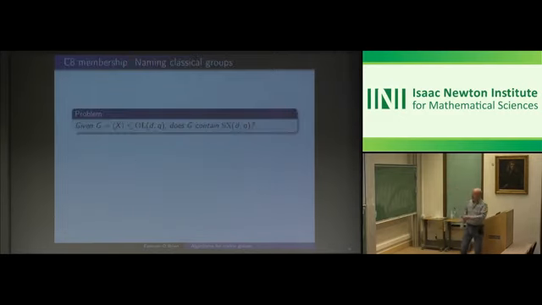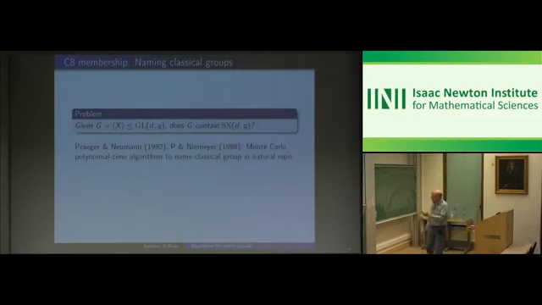Okay, going back to the naming question, this was the question we were asked: given a bunch of matrices of dimension d, does it contain a classical group in that dimension? And Praeger and Neumann, and then some years later, Praeger and Niemeyer gave some beautiful algorithms which answer this question very precisely. They give you Monte Carlo polynomial time algorithms to name the classical group in the natural representation. So to tell you the answer, whether it's yes or no to that question, and to identify precisely what is the classical group that's contained within the group G.